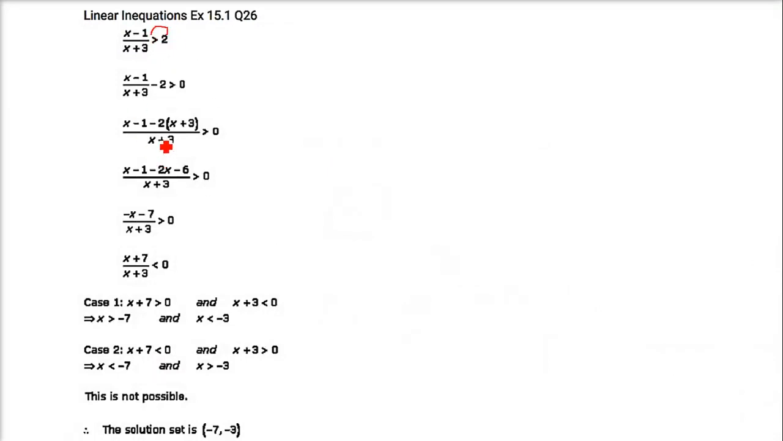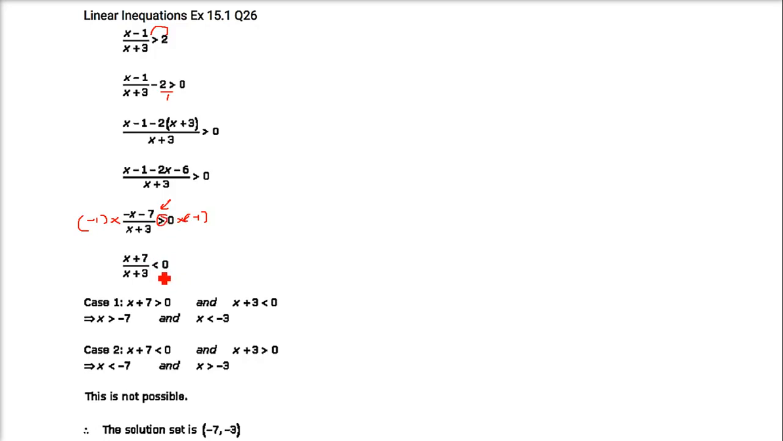Bring this 2 here. You get x minus 1 by x plus 3 minus 2. So x minus 1 minus 2x plus 3 by x plus 3. Just solve it. You get x plus 7 by x plus 3 greater than 0. Now when you come here, you have to multiply it by minus 1 on both sides. And since we are multiplying by minus 1, this greater than will become less than.